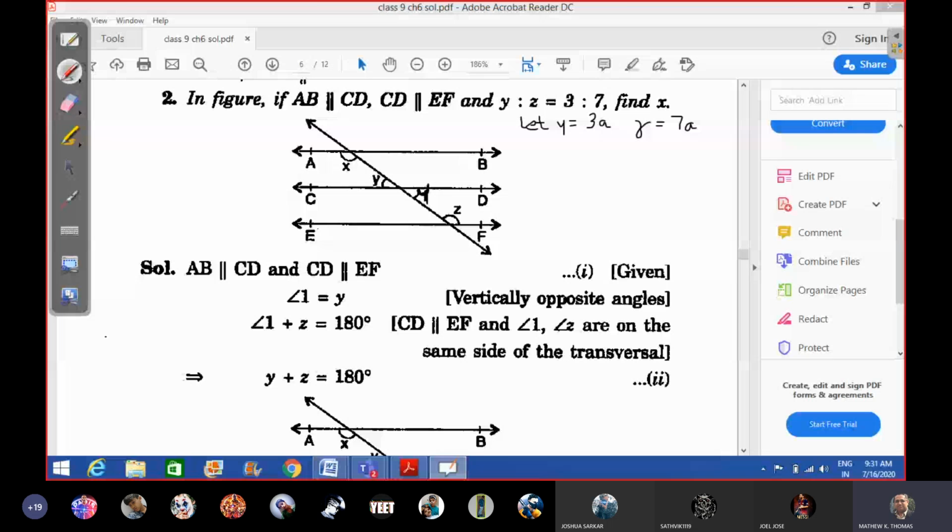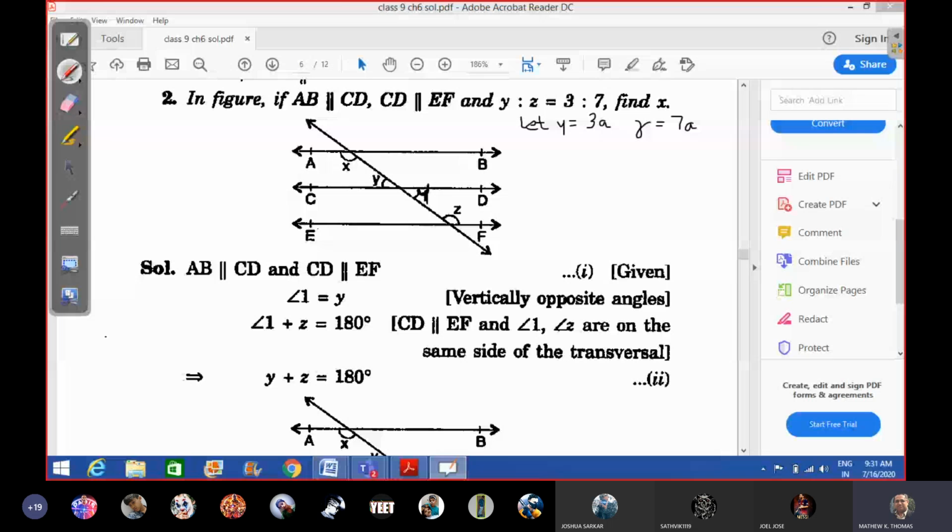Y plus z is 180 because they are co-interior angles. Okay. So don't forget this property of co-interior angles. These are on the same side of the transversal.